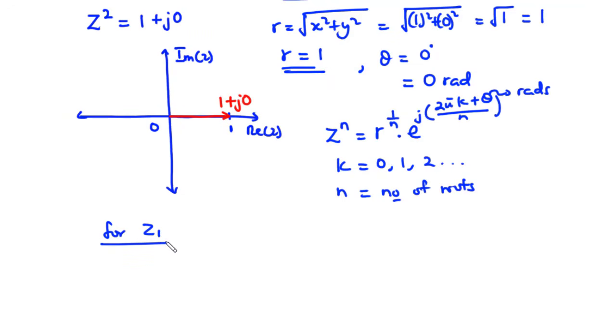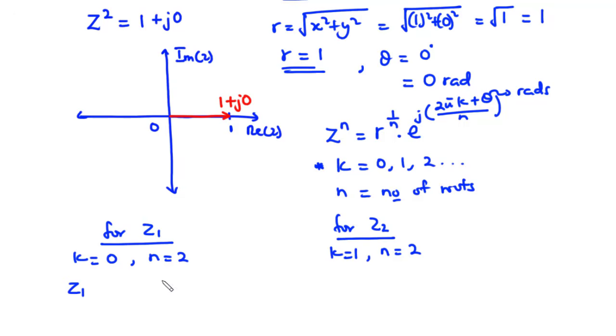So for z1, k is equal to 0. We are going to use the values of k starting from 0. So for z1, we have k equals 0, and then we have n equals 2. And then for z2, we have k equals 1, and then still we have n equals 2. So let's find the roots z1 and z2.